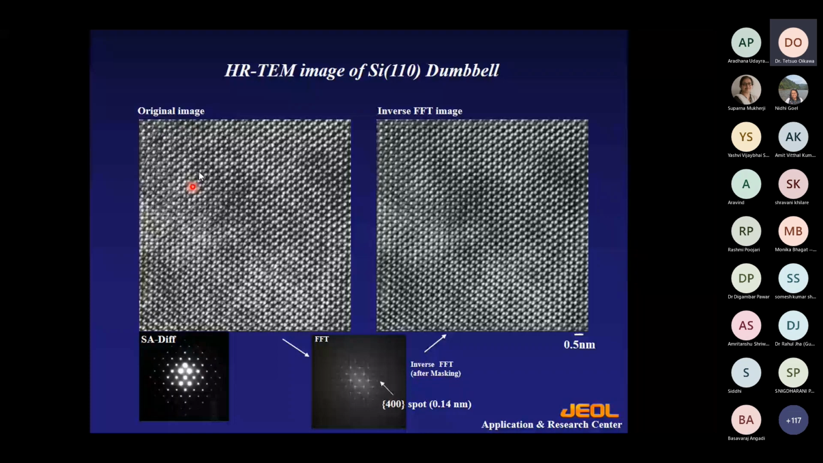On the left is the original high resolution image, and simultaneously we can obtain the electron diffraction pattern. The crystal is well aligned to the zone axis condition. We can observe the high resolution atomic arrangement inside the crystal. Fourier transformation is also applied here, then a band pass noise filter is applied. We can improve the smoothing of the high resolution image. The image quality is improved like this.